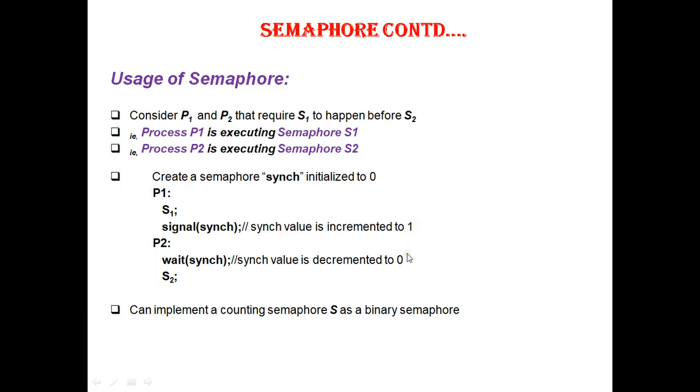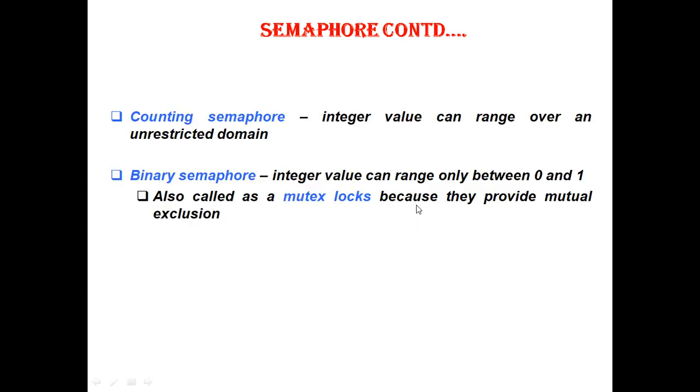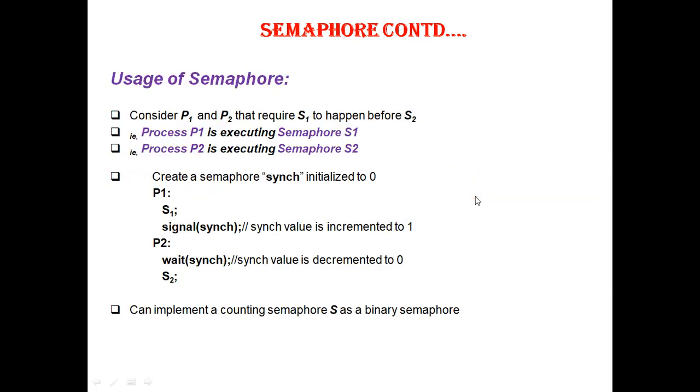As we have seen in the types of semaphores, counting semaphore and binary semaphore, a binary semaphore can range only between 0 and 1. So this type of example can be done only if we implement a binary semaphore.